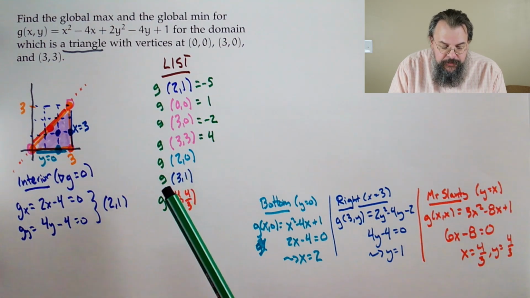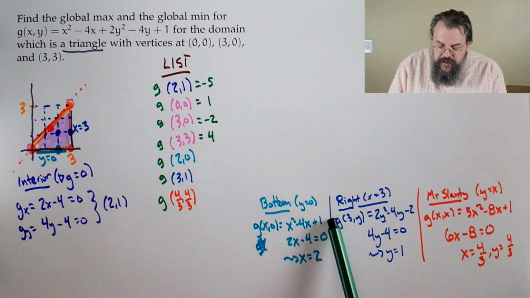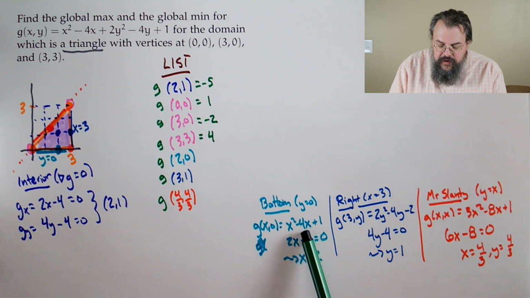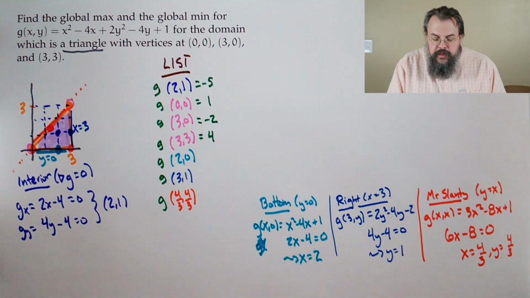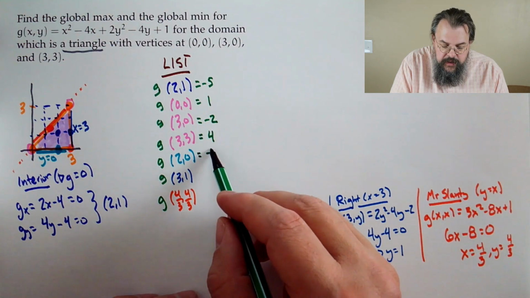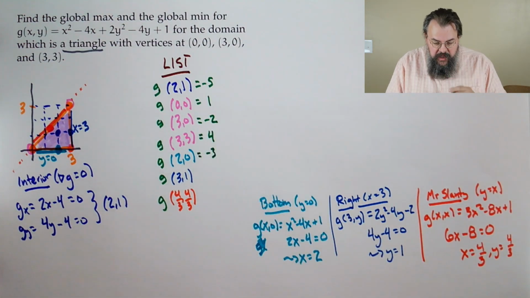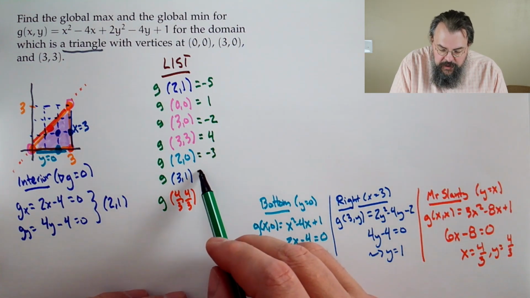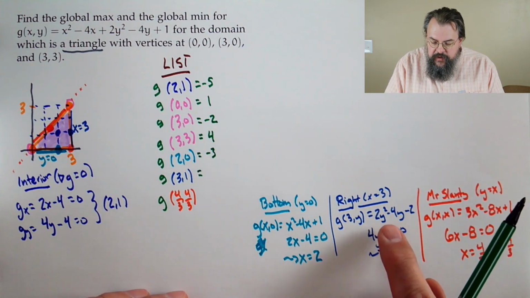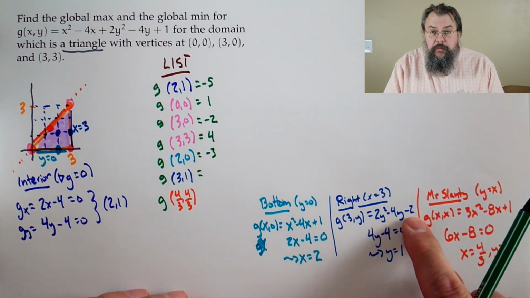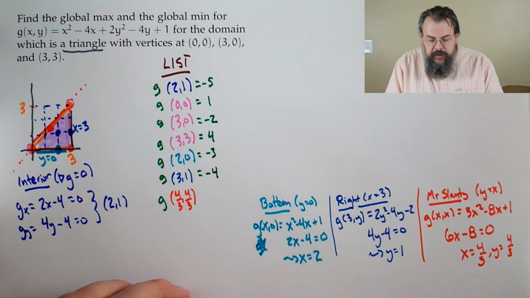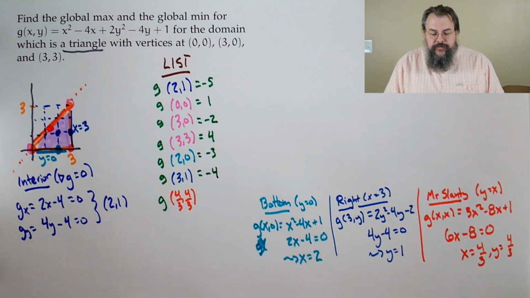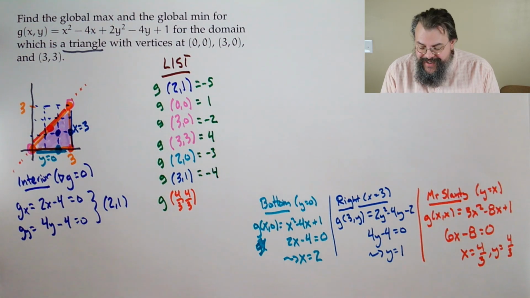Okay, (2, 0). I can just plug 2 into this part: 4 minus 8 plus 1. That's not so bad. 4 minus 8 is negative 4. Add 1 is negative 3. All right, great. Now (3, 1). I can plug 1 into this expression: 2 minus 4 minus 2. That'd be negative 4. Okay, all right. Now (4/3, 4/3).